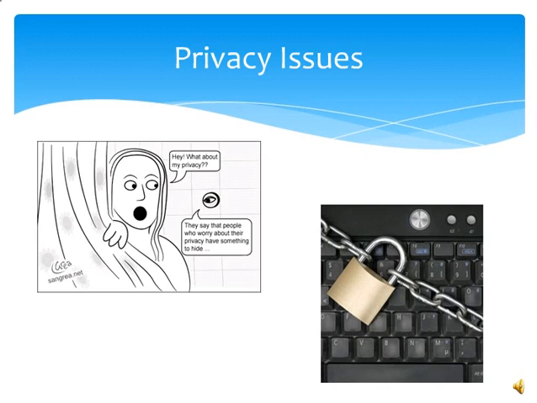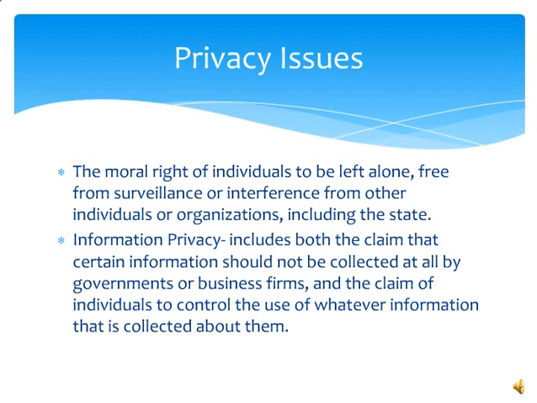Privacy issues. Privacy is the right of individuals to be left alone, free from surveillance or interference from other individuals or organizations, including the state. The right to information privacy includes the claim that certain information should not be collected at all by governments or business firms, and that individuals are to control the use of whatever information that is collected about them.